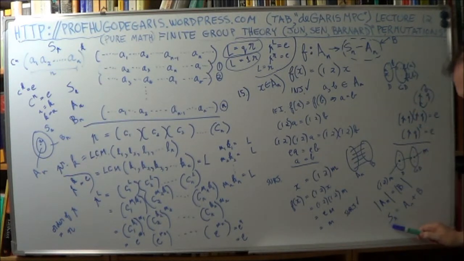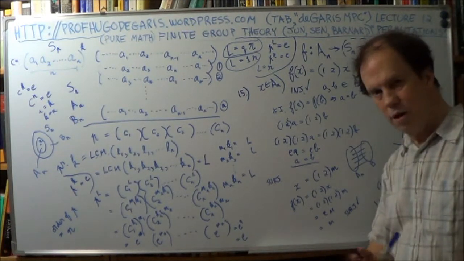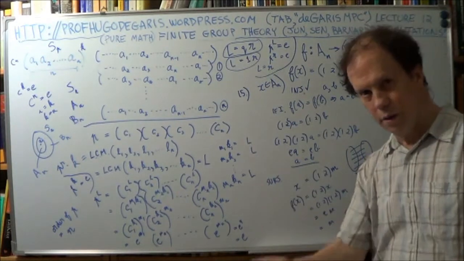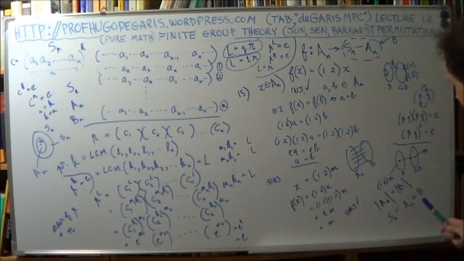This is the set of all permutations. This is the set of all even permutations. This is the set of all odd permutations. And these two sets are totally disjoint. They have no element in common. A permutation is either even or odd. It's one or the other. Okay?